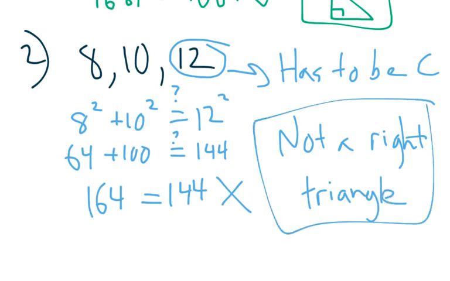And so really, that's what the converse is. It's all about taking some numbers and applying them to the Pythagorean theorem. If it works in the Pythagorean theorem, you've proven that you have a right triangle. If not, oh well, it's not a right triangle.